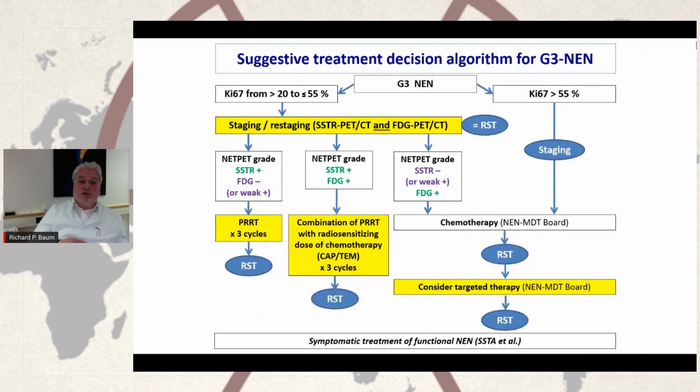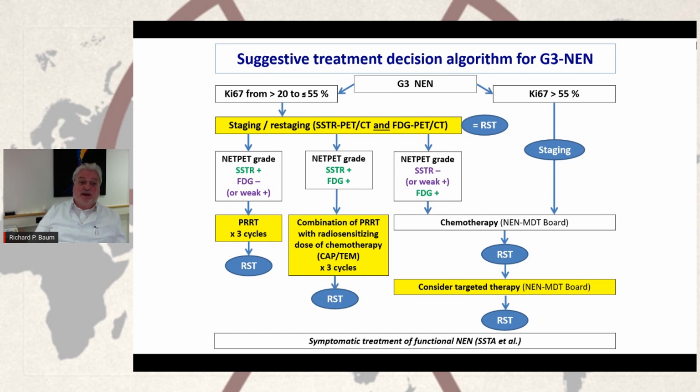And we suggest the following treatment decision algorithm for G3 NEN. First, you should look at the proliferation rate. It's Ki-67, which can be between 20 and 55% or over 55%. If it is over 55%, you should just go to the neuroendocrine multidisciplinary tumor board and select the appropriate chemotherapy, which can be, for example, cisplatin etoposide or other methods.